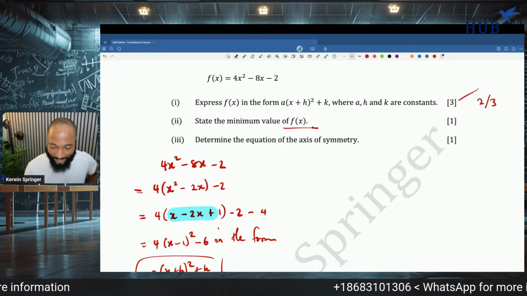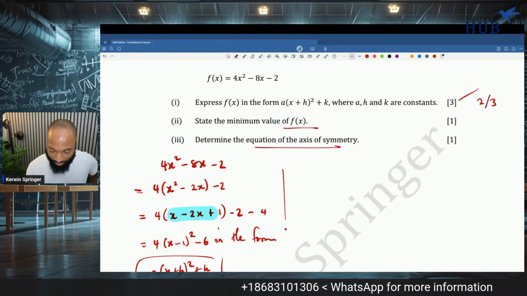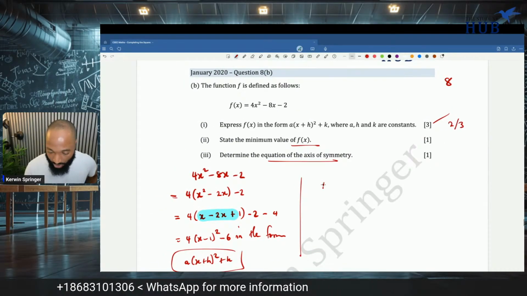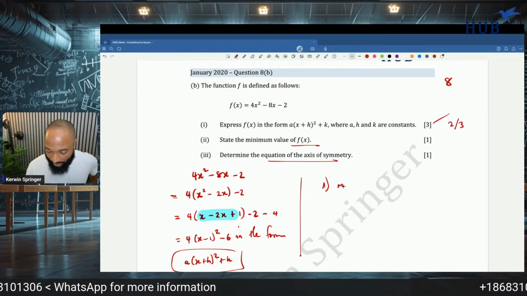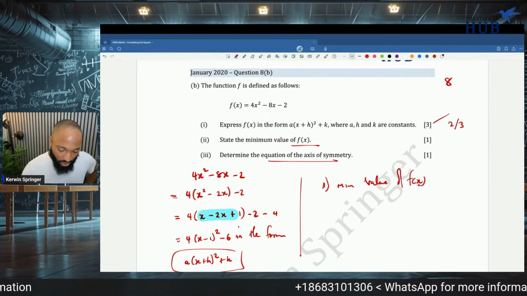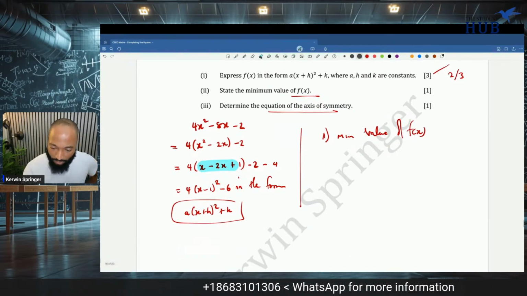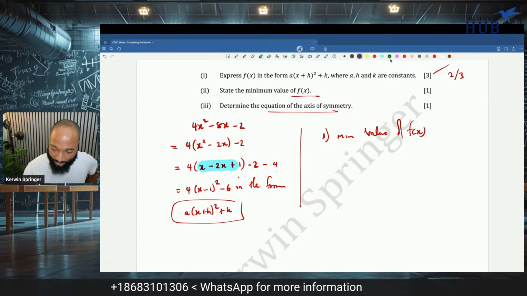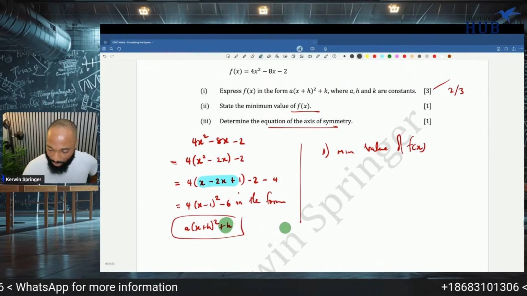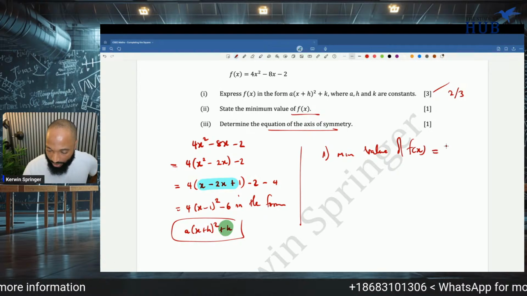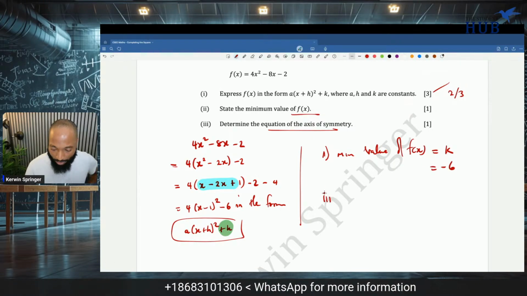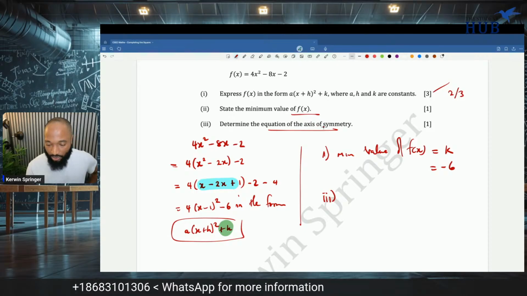State the minimum. Anytime you see state or determine, well, determine is a little more, but anytime you see state, you could just write the answer. Number 2, state the minimum value of f of x. The minimum value of f of x is which one now? You're also supposed to know by now. The minimum value of f of x is k, whatever k is. What is in the position of k? K is negative 6. Max. Run my 1 mark.